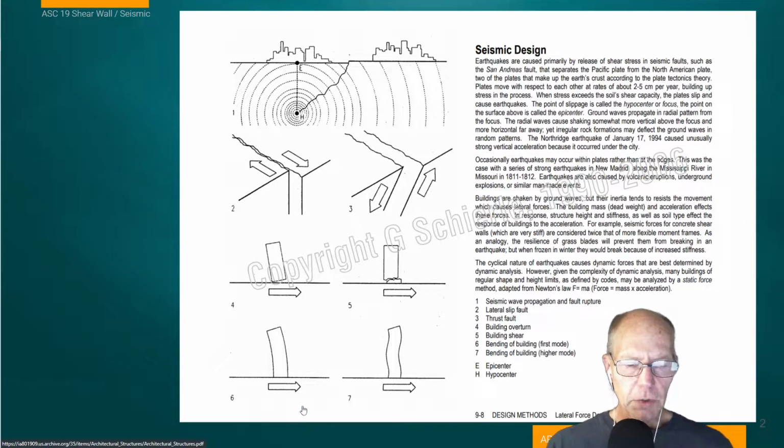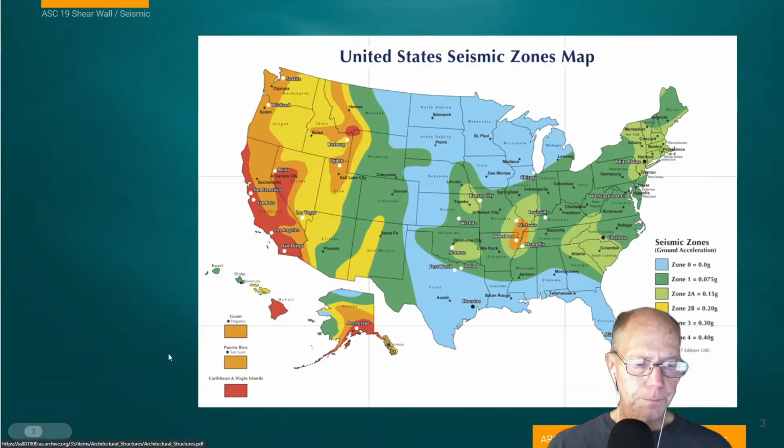6 and 7 are illustrating how a building sways during an earthquake event. So we have a bending of the building in a first mode, just a single waveform. And then during different kinds of seismic activities and different stiffnesses in buildings, we have these higher modes of bending, kind of a higher frequency, so to speak.